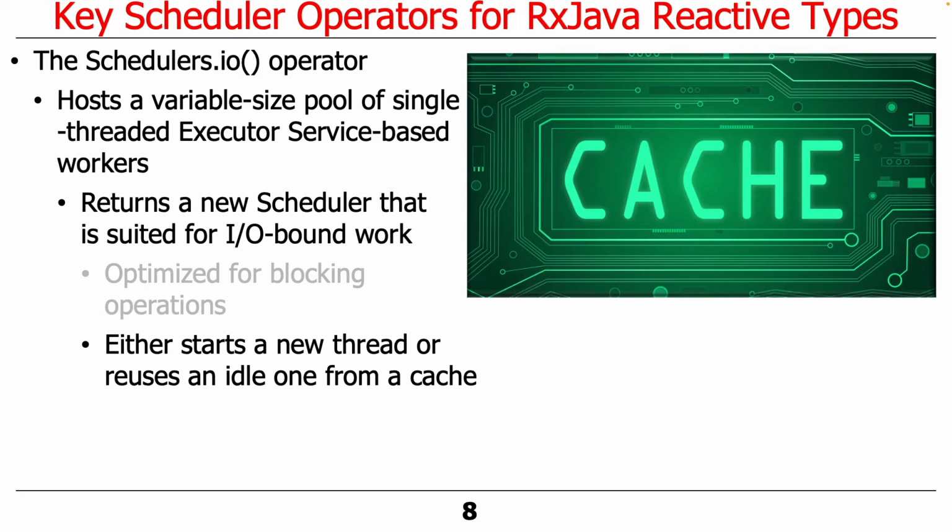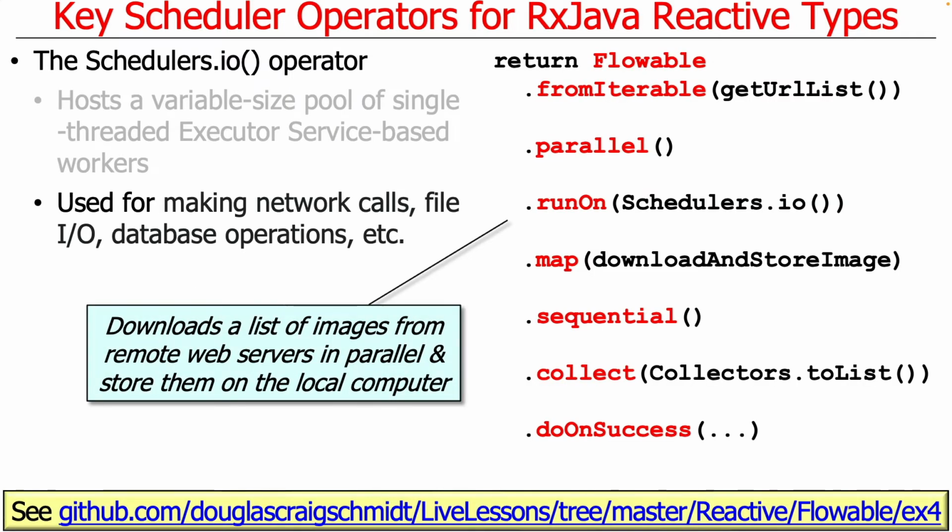And why would you want to do this? Well, the reason is that for I/O-bound operations, you often want to allow the thread to block for however long it takes for the I/O operation to complete. So you need to make it possible to add a new thread when another operation comes along that blocks, because otherwise you can underutilize the processing. So this is useful for doing blocking things like network calls, file I/O, database operations, and so on.